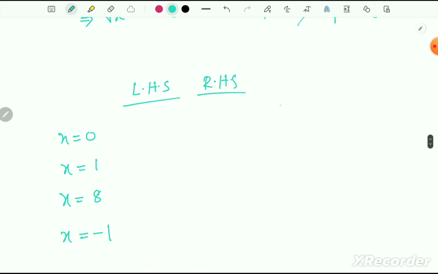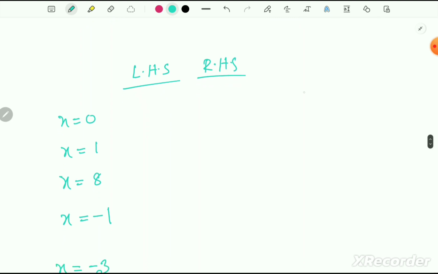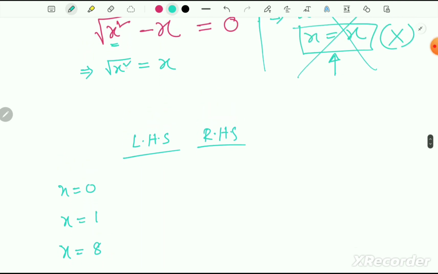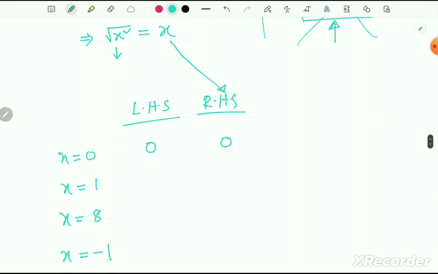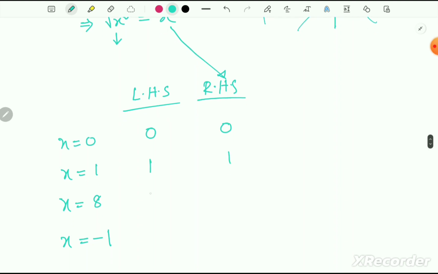Now when x square equal to 0, x equal to 0, what would be the left hand side of this value? This is the left hand side, right? And this is the right hand side. So when x equal to 0, left hand side and right hand side are the same, and x equal to 1, it also gives us the left hand side and right hand side the same. How about 8? 8 also gives us the same value, 8 and 8, right?